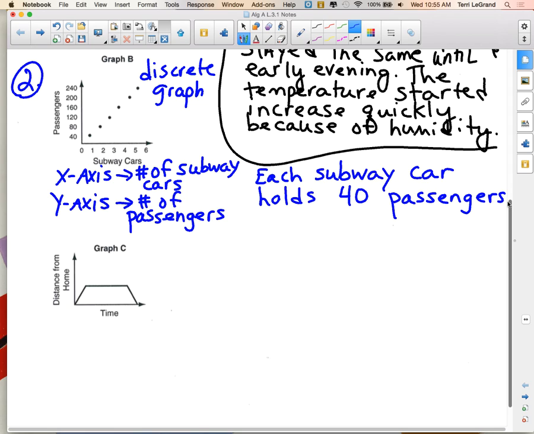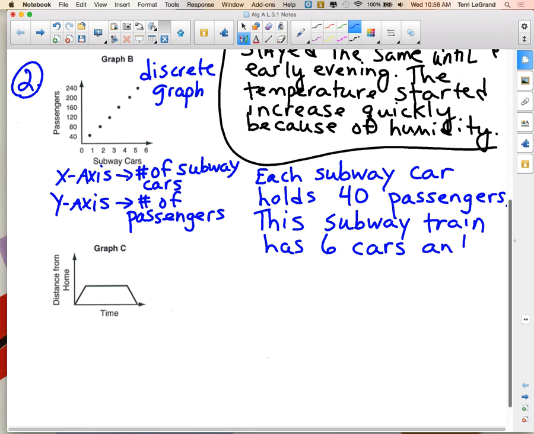So when there are 2 subway cars, there's a total of how many passengers? 80. And it goes up at a steady pace like that, so we're pretty certain that each subway car holds 40 passengers. And this subway train, is that what they're called? You know, there are cars on a train, right? This subway train has how many cars? 6 cars.